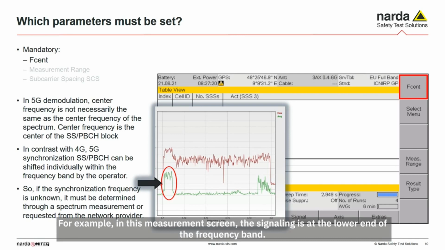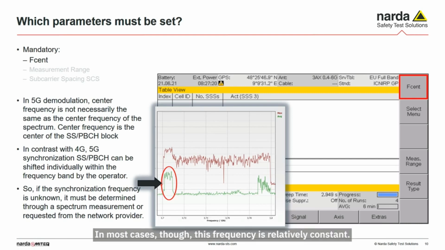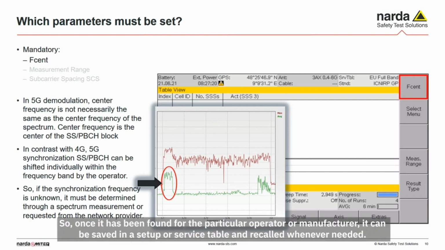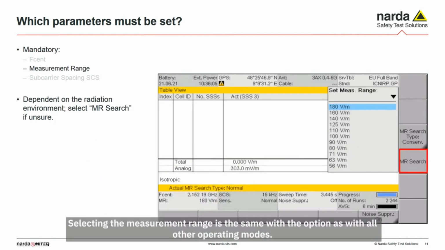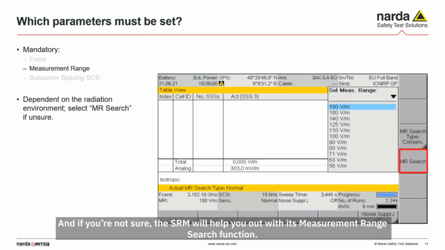For example, in this measurement screen, the signaling is at the lower end of the frequency band. In most cases, though, this frequency is relatively constant. So once it has been found for a particular operator or manufacturer, it can be saved in a setup or service table and recalled whenever needed. Selecting the measurement range is the same with this option as with all other operating modes. And if you are not sure, the SRM will help you out with the measurement range search function.